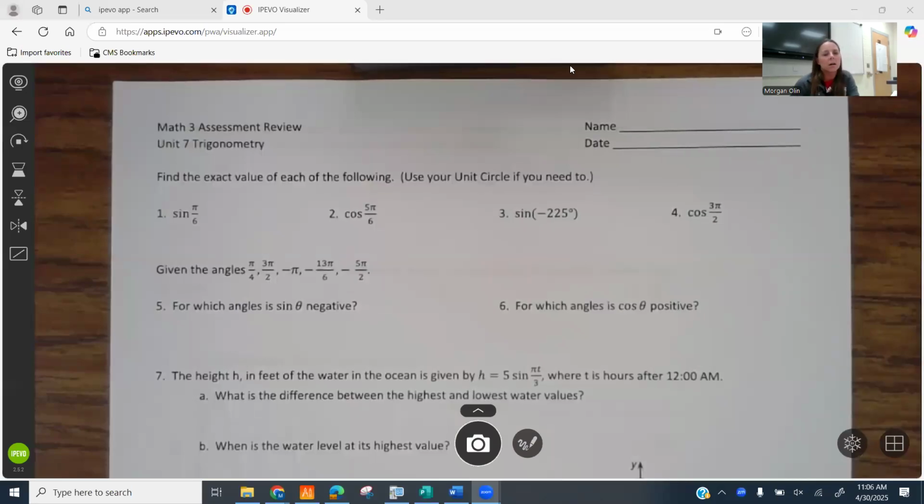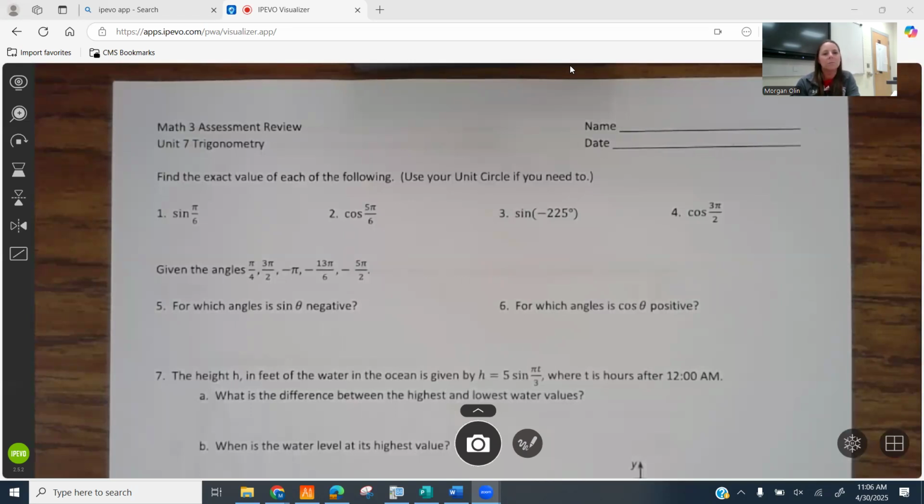Hello, we are going to go over the Unit 7 Trigonometry test review. All right, so have paper and pencil ready, have Desmos ready, and know your unit circle. Okay, so let's find the exact value of each of the following.